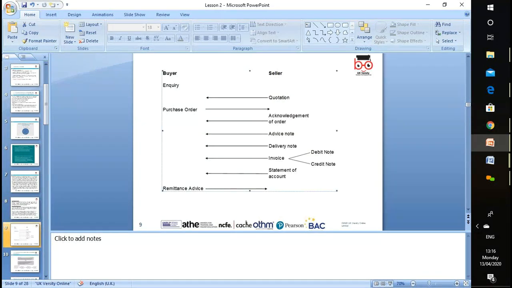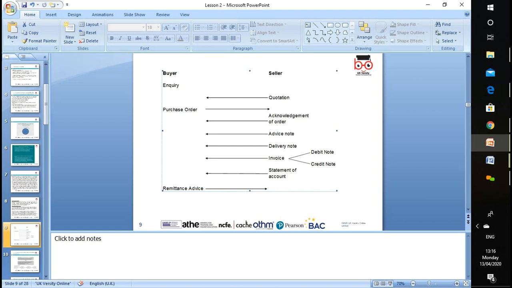Next, we're looking at different types of documents. In accounts we prepare different types of documents. So, a list of documents. Let's think about the process. If you want to buy something, you inquire from the seller. The seller sends you the quotation, and then you raise the purchase order for what you want to purchase. Then they acknowledge the order. Then they send you advice notes. Then they send you the delivery note.